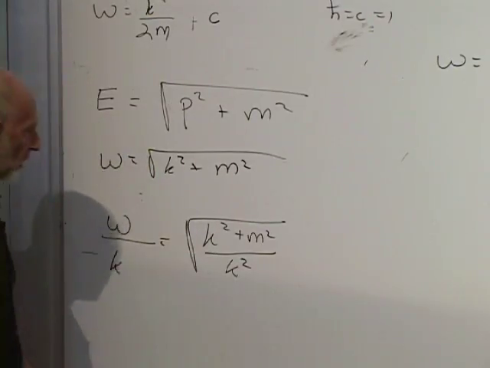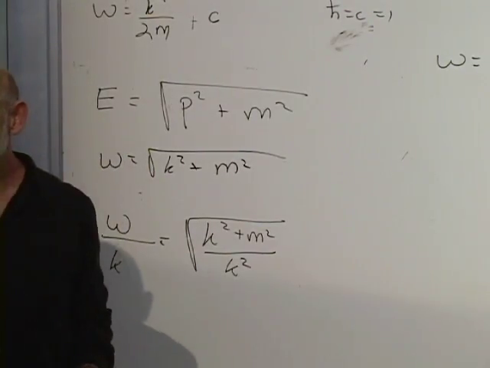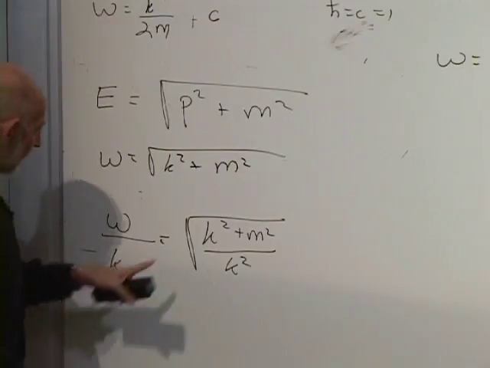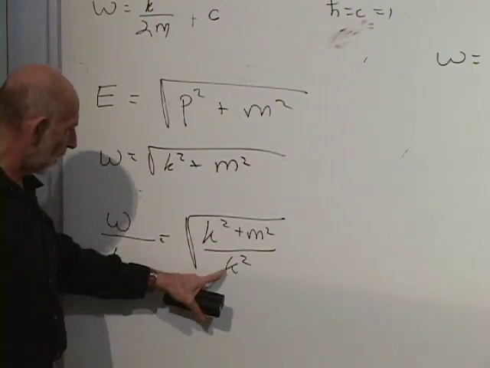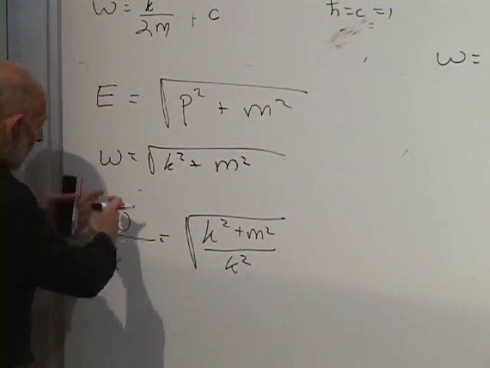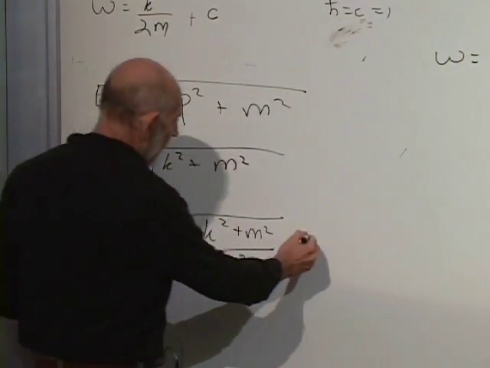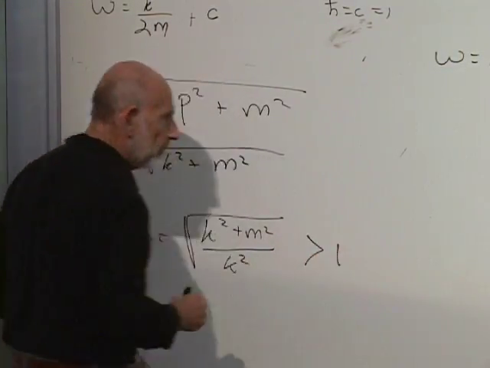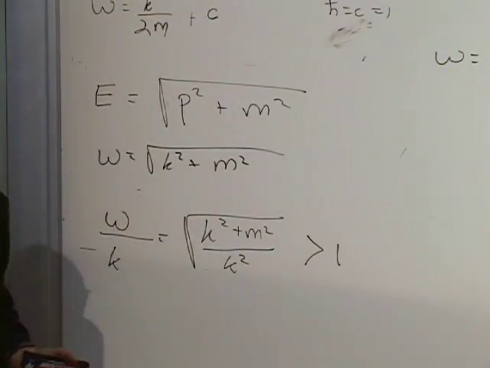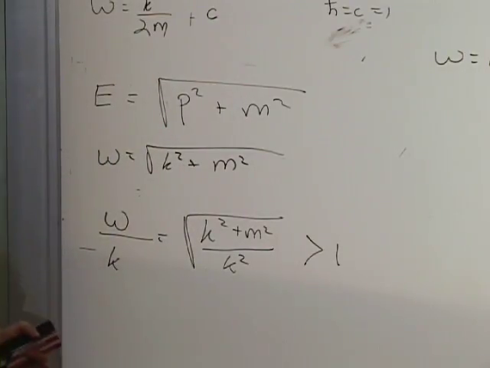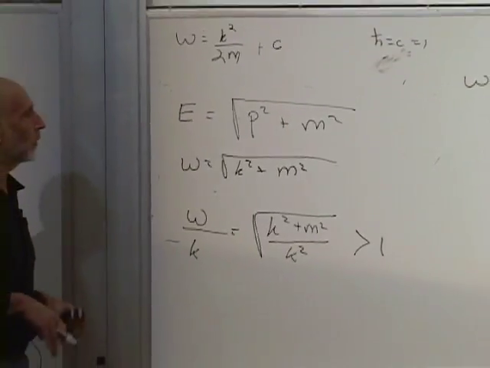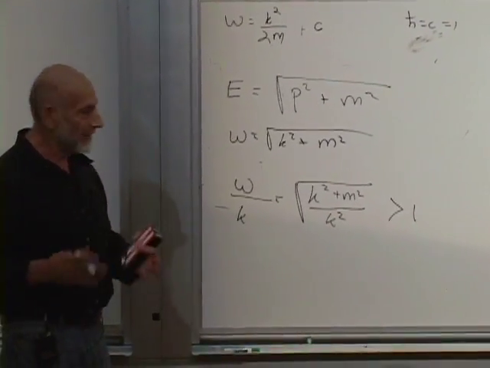Is this bigger than or smaller than 1? Bigger than 1. k squared plus m squared over k squared is bigger than 1. So the phase velocity, omega over k, is bigger than 1, bigger than the speed of light. Uh-oh, you get a little bit scared. Waves moving faster than the speed of light. But what about the group velocity? Let's work that out.